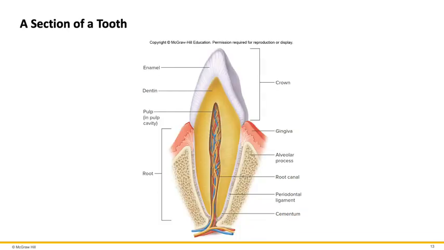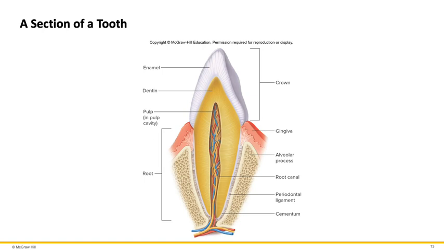Teeth are located in the alveolar processes of the maxilla and mandible. The visible part of a tooth is called the crown, and the root is the area below the gum. The crown is covered by a layer called enamel. The enamel layer has calcium salts, and it's the hardest substance in our body.